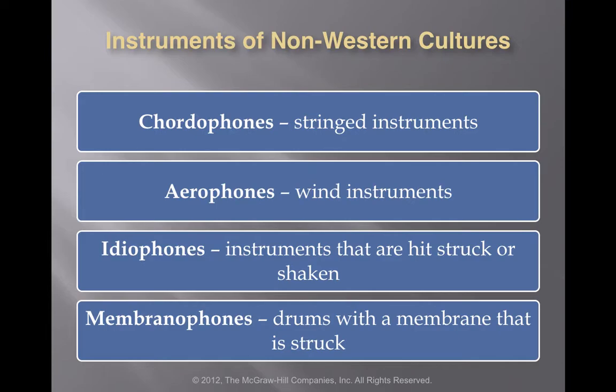Now, talking about instruments of non-Western culture is basically talking about instruments from other areas of the world. Our course focuses on Western culture, which is European and American culture, just due to the fact that other areas of the world have completely different traditions and cultures within their music and their history. So we won't go too much into non-Western culture in this class, but in this chapter we do talk about how we identify musical instruments from other parts of the world.